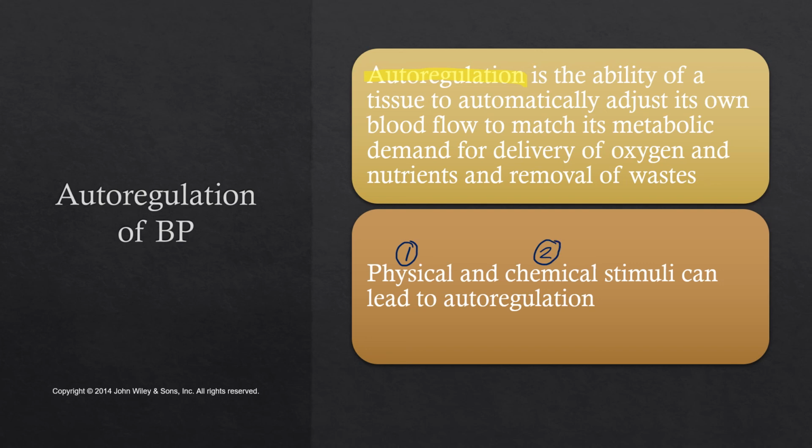Here we have the second stimuli that causes autoregulatory changes, and these are vasodilating or vasoconstricting chemicals. So there's actually several types of cells that can release a variety of chemicals that alter blood vessel diameter. So these are going to be your two types of stimuli that can cause autoregulation.